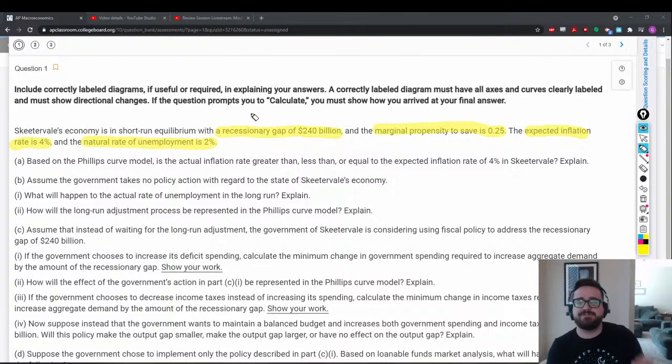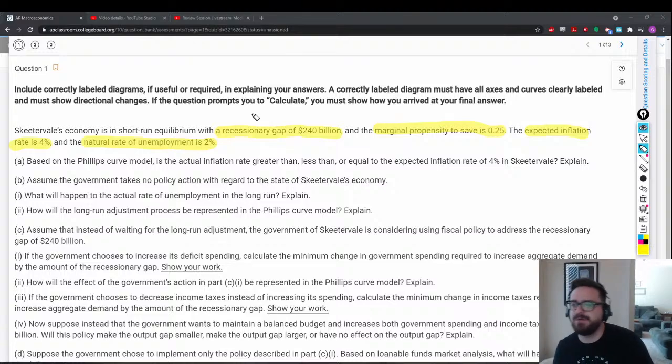Oh boy, they gave me like 4 numbers. That's a lot of stuff to deal with here. Things I already know off of that first sentence: I know I'm going to have to do some multiplier stuff because they gave me the MPS. I know my Phillips curve is involved because they mentioned the natural rate of unemployment. And the expected inflation rate is typically also tied to the Phillips curve.